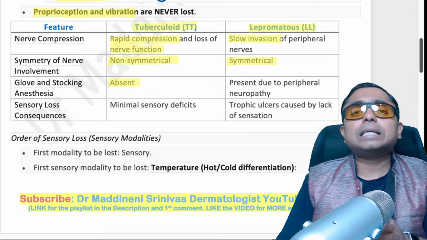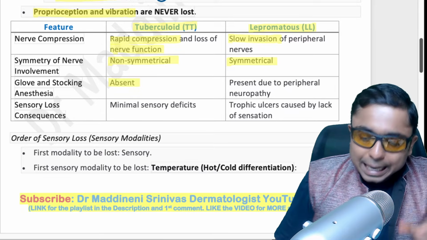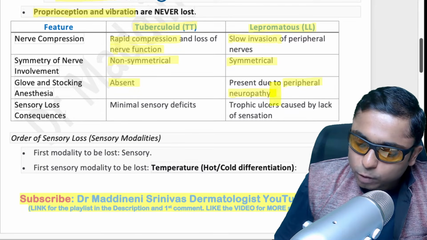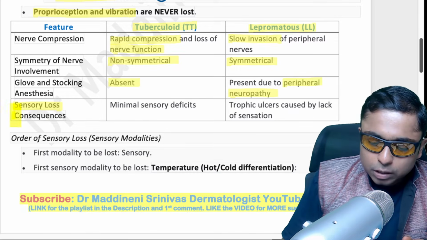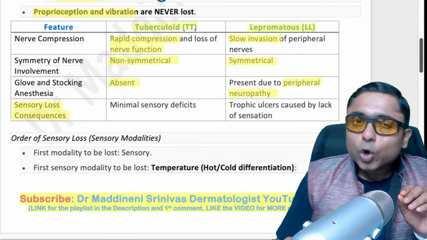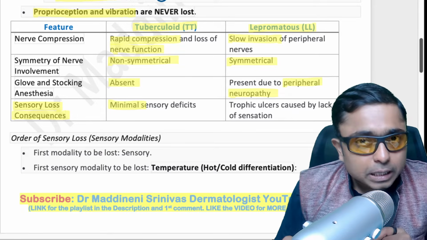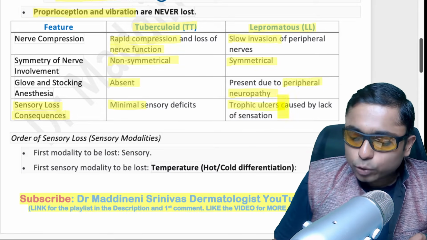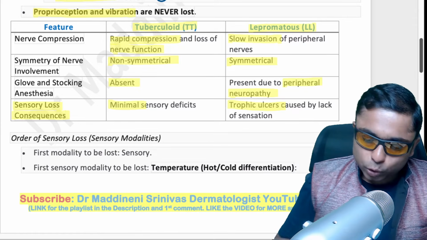Remember, glove and stocking anesthesia is very classical for lepromatous leprosy, and it is absent in the TT pole. So peripheral neuropathy is the reason for the glove and stocking anesthesia. And remember, sensory loss is going to be there in TT leprosy, but the consequences are going to be very minimal. Whereas in lepromatous leprosy, patients are going to have trophic ulcers because of the lack of sensations. I hope all of you know this point.